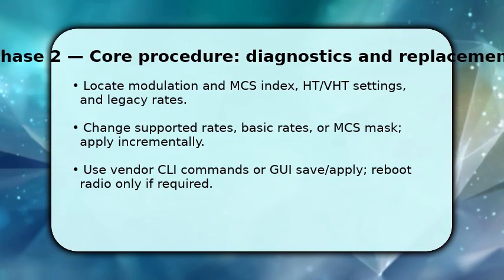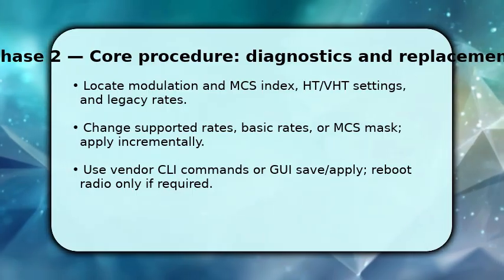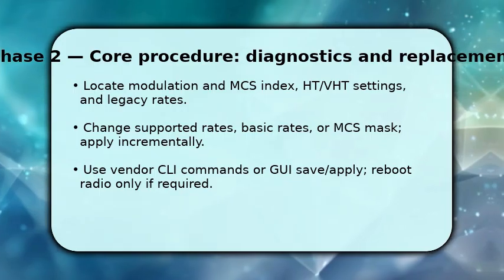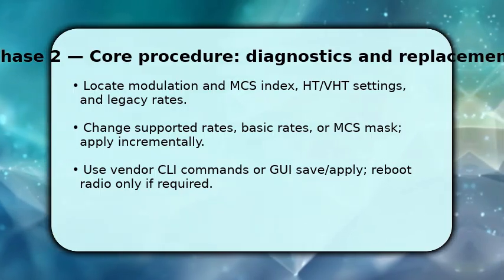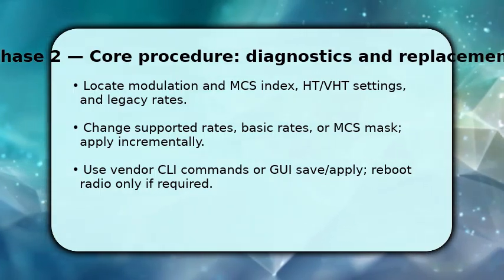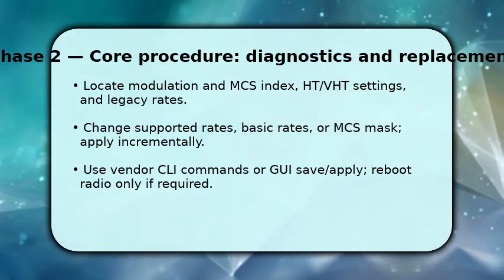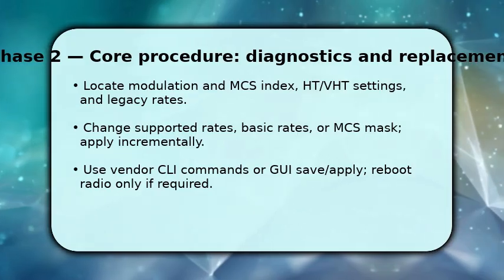Now you perform the core changes. Find the modulation, MCS index, and rate mask controls. Vendors often expose supported rates versus basic, mandatory rates. Change values incrementally, lower one parameter or disable a high MCS first, because abrupt changes can drop clients.